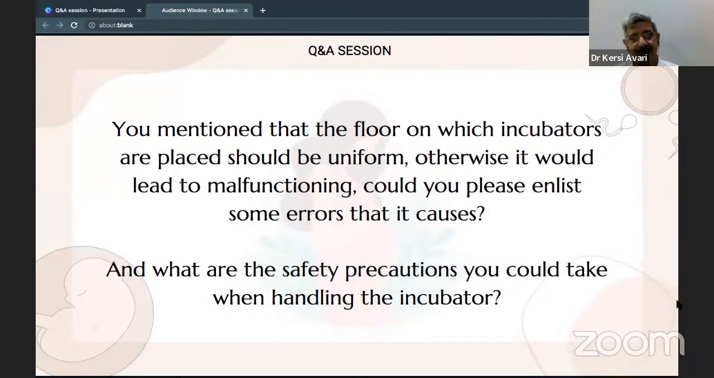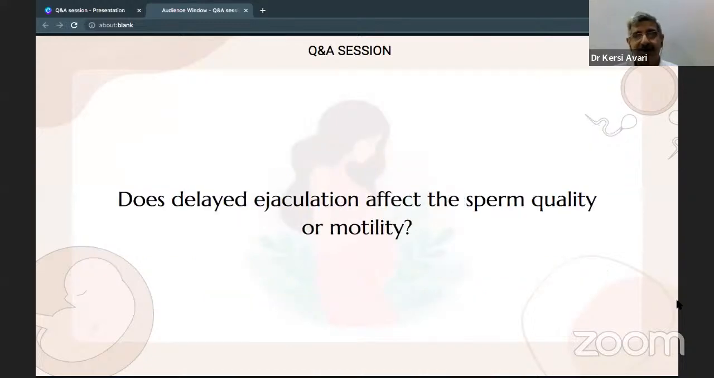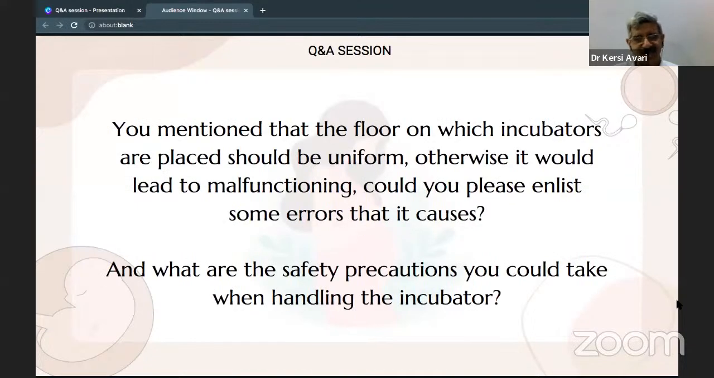Next, safety precautions. Safety precautions are, of course, place it in a proper way, away from the flow of the air conditioner. Don't keep the door open for a long time. Don't keep on hunting the dishes. One man show, proper calibration, cleaning, setting of temperatures, occasional testing of the CO2 levels. And of course, it's a second child. It needs care more than a child.